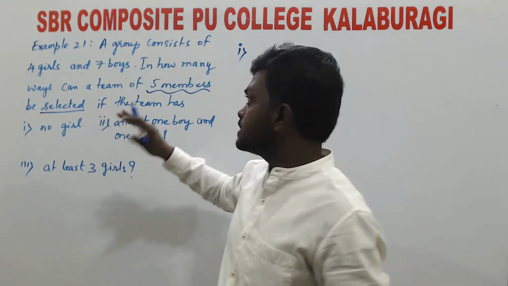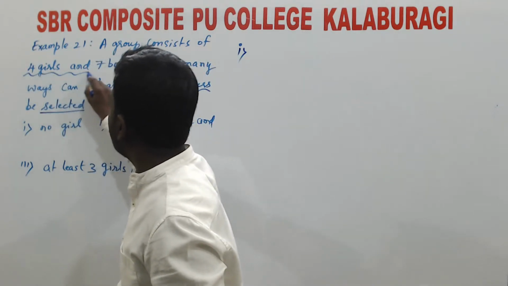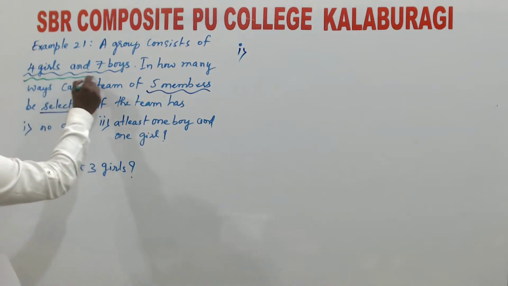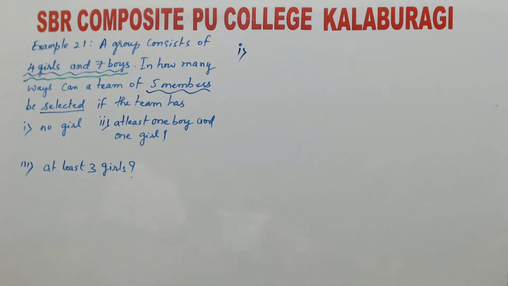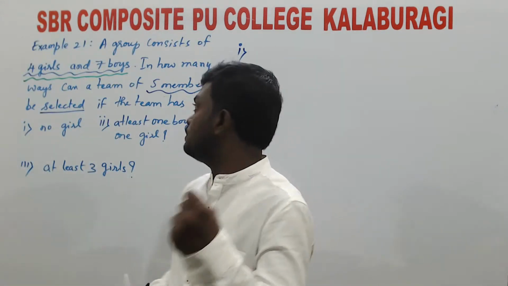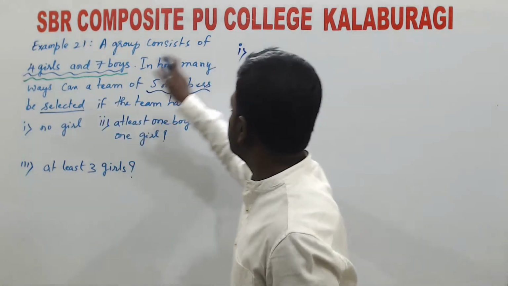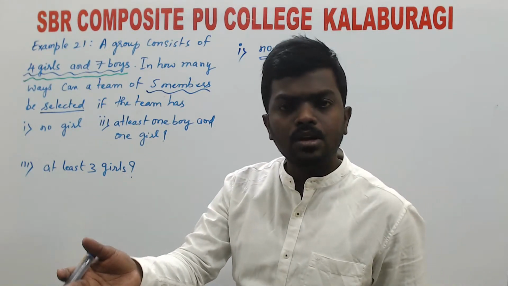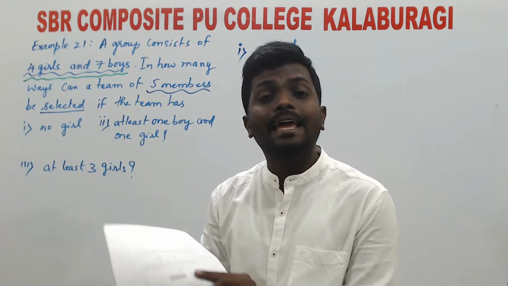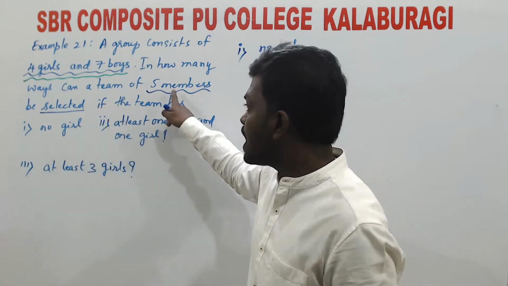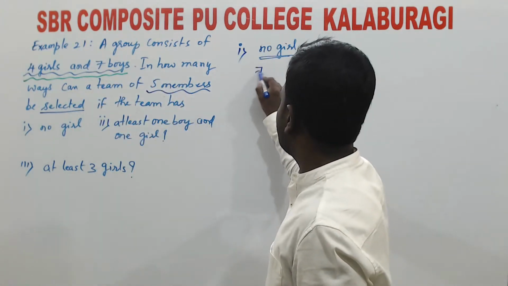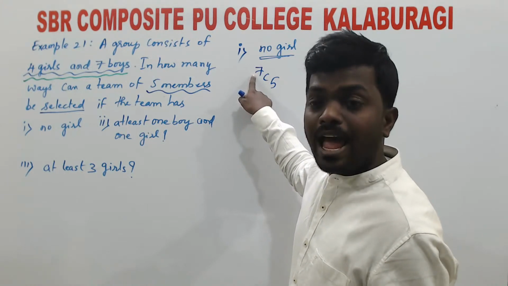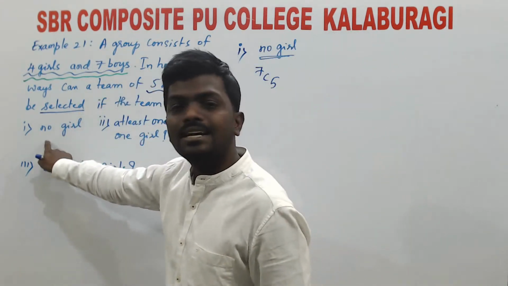Okay, so what they are telling, there is a group comprising of 4 girls and 7 boys. In how many ways can a team of 5 be made if the team has, first one, no girl? You have to make a 5 members team, but the first condition is there shouldn't be any girl. Means the 5 members you have to pick is from boys only, right? In how many ways you can do it? You have to make a 5 members team out of 7 boys. And you are not picking any girl because the condition is no girl.